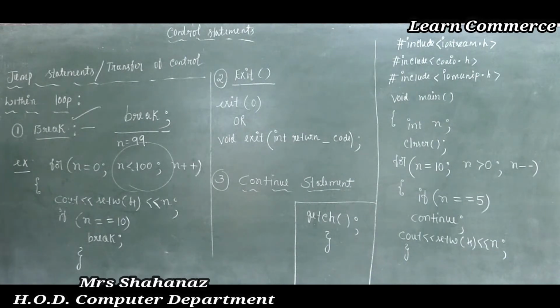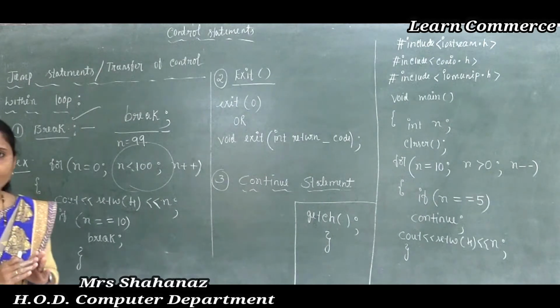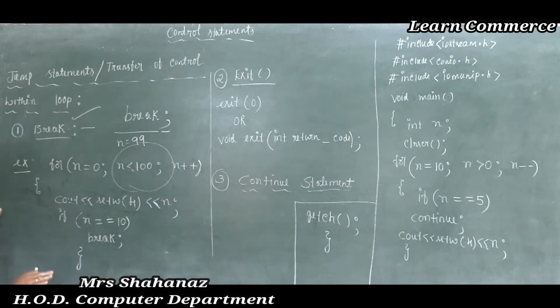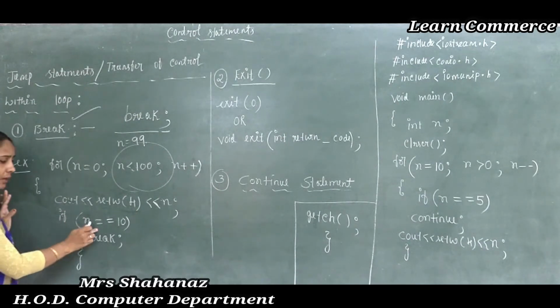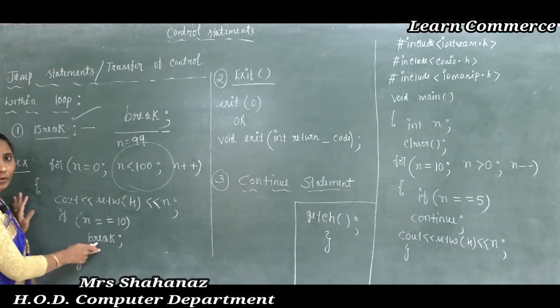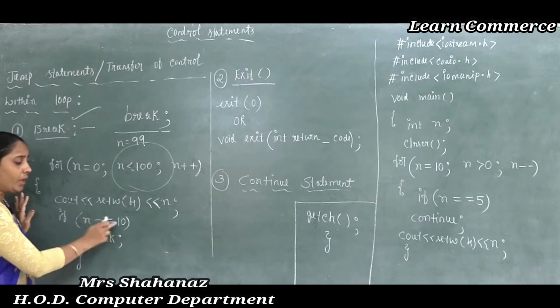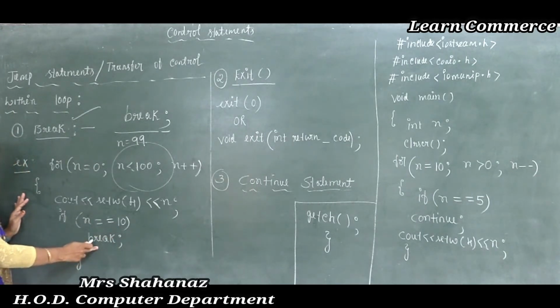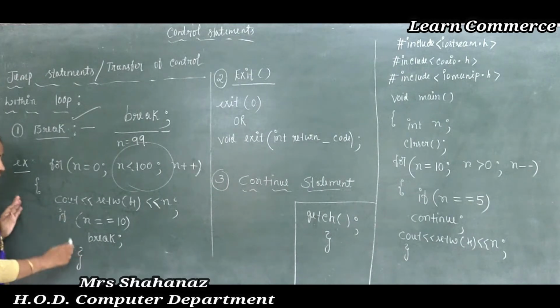As we know, the break statement is used to terminate the loop. So whatever statements would execute after checking the condition will not execute. Later I am using one condition: if n value is equal to 10, then break. The following statement is not going to execute. When n value is equal to 10, break the loop, terminate the loop, and closing of the curly bracket.